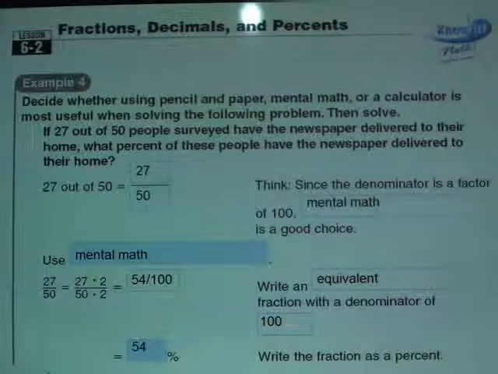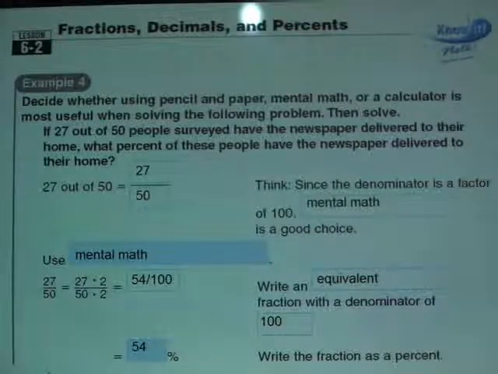Let's take a look at number 4 here. Decide whether using pencil and paper, mental math, or a calculator is most useful when solving the following problem. Then solve. If 27 out of 50 people surveyed have the newspaper delivered to their home, what percent of these people have the newspaper delivered to their home? And then it says 27 out of 50.